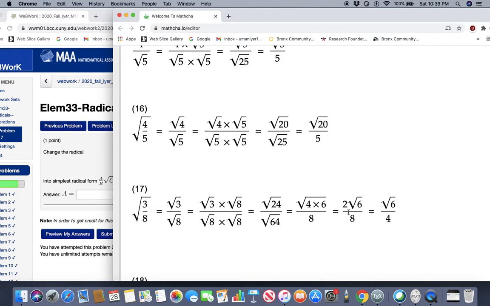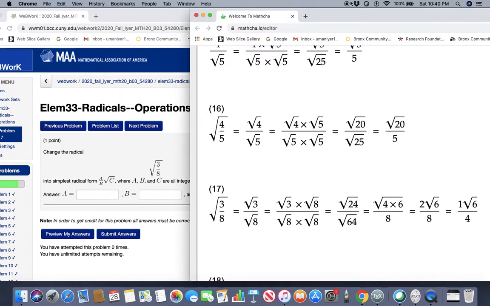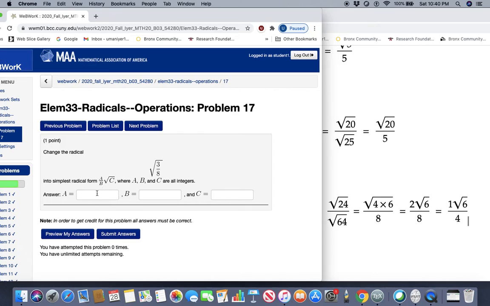Denominator is an 8. So notice 2 reduces in 8 4 times. So if you like, what remains outside is simply a 1. Right? 2 divides in 2 once. 2 divides in 8 4 times. So 1 square root 6 over 4. So 1 is A. B is the denominator 4 and C is the radicand, the object inside square root. That's it, 6.